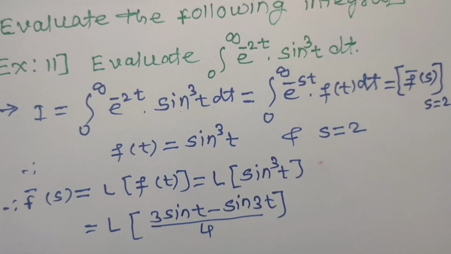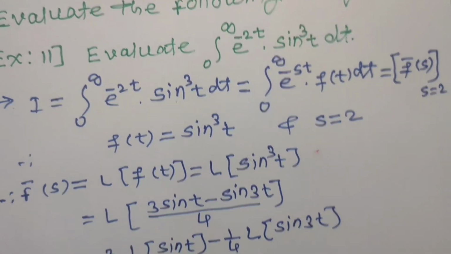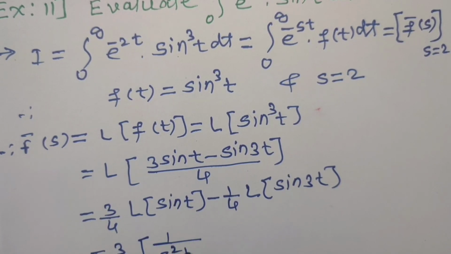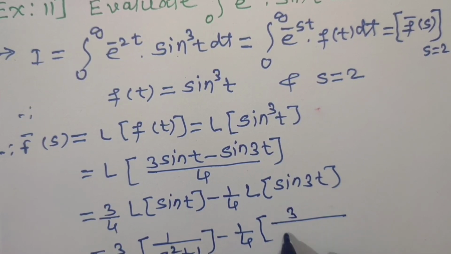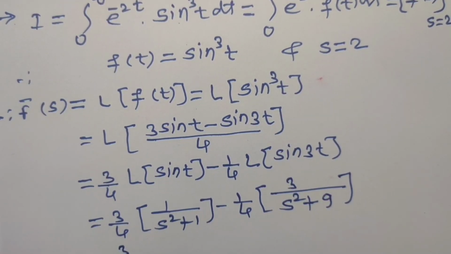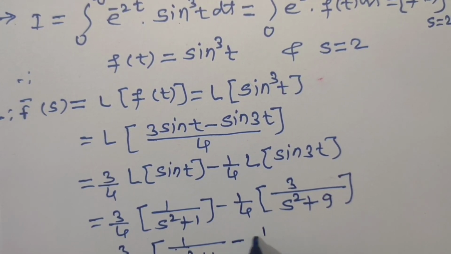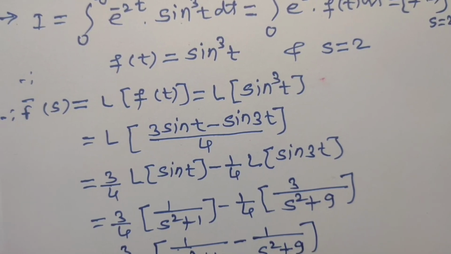So this is equal to 3 upon 4 Laplace transform of sine t minus 1 upon 4 Laplace transform of sine 3t. Okay, and then the Laplace transform of sine t is what? 1 upon s square plus 1, and the Laplace transform of sine 3t is 3 upon s square plus 3 square. 3 square is 9. So we can take 3 upon 4 common from both the terms: 3 upon 4 into bracket 1 upon s square plus 1 minus 1 upon s square plus 9. This is f bar of s.